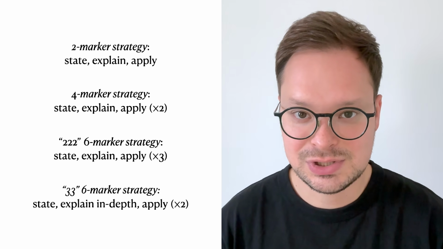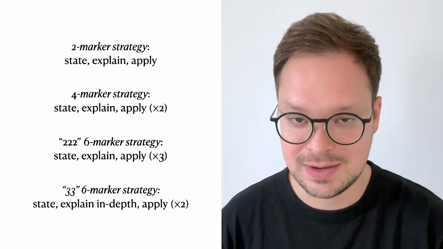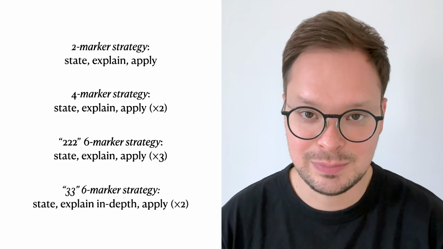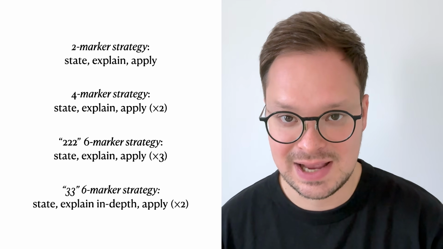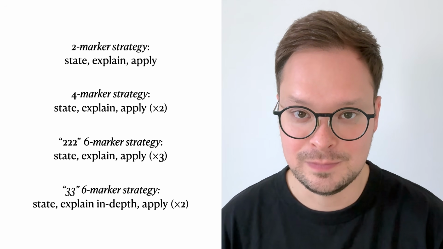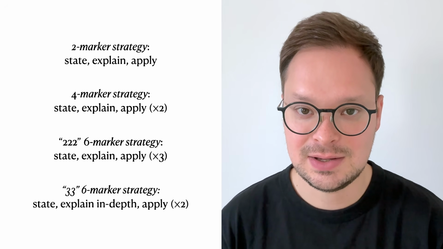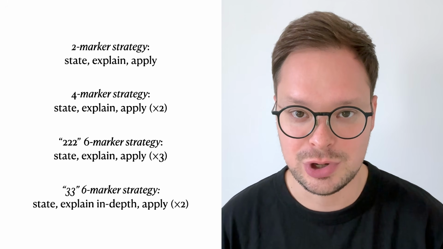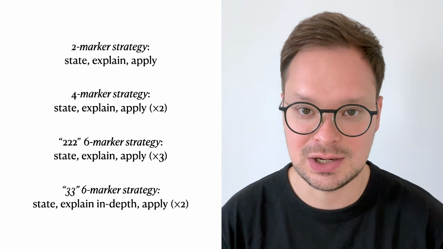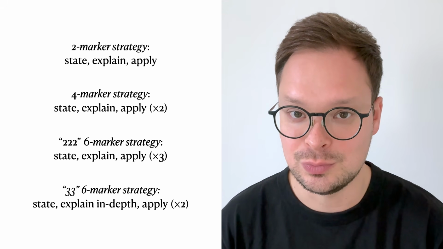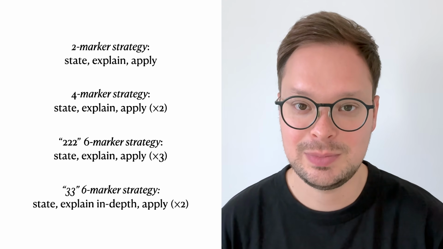3 plus 3, or simply 3-3, 6-marker is only for higher level students in paper 3. The way you answer a 3-3, 6-marker in paper 3 as a higher level student is state, explain in depth, apply, times 2. This is pretty similar to AO2 2 markers. You still state the main thing in one sentence, you make a knowledge point, then you explain it, but you explain it more in depth compared to a 2 marker. Perhaps 2 or 3 sentences will do. And then you apply information from the case study to support your answer. This will be your first paragraph.